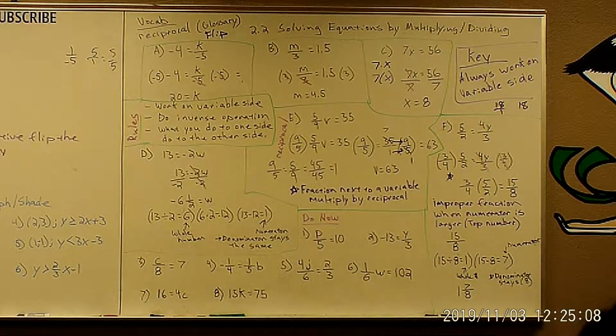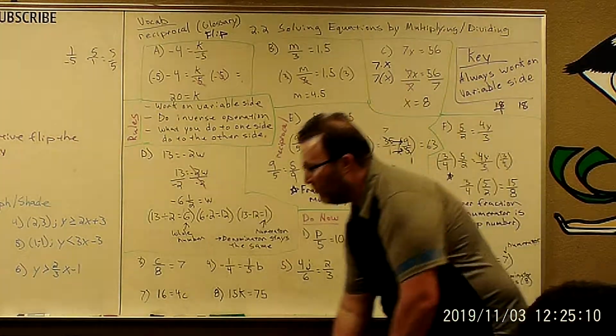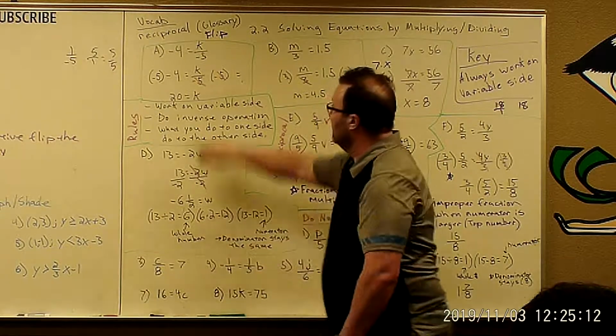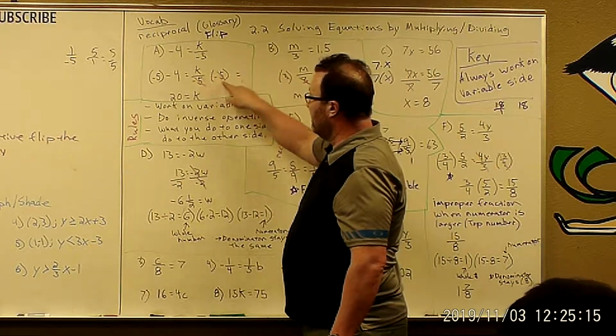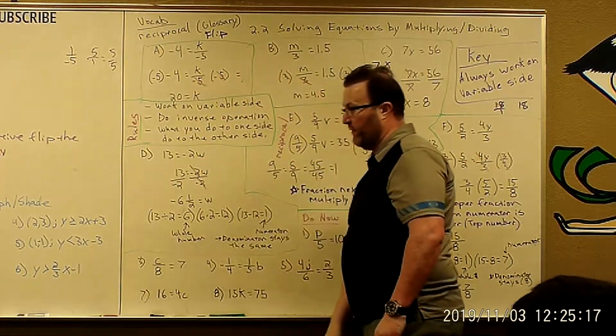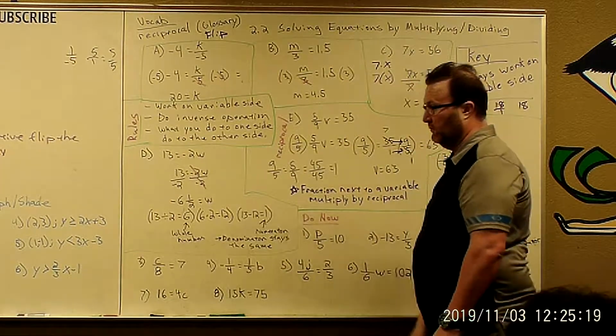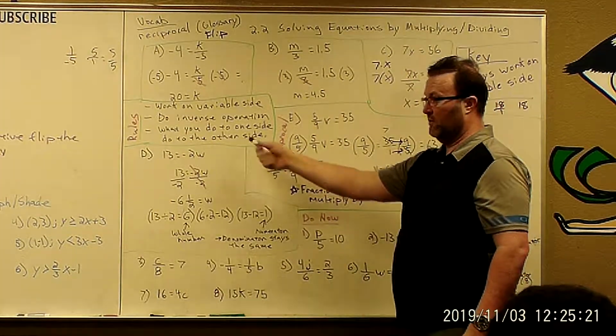Okay, next one. Mercedes, there's nothing really to get. It's a fraction. Undo it. Divide. Same thing we were doing yesterday. No different. Okay? You're just following these rules.